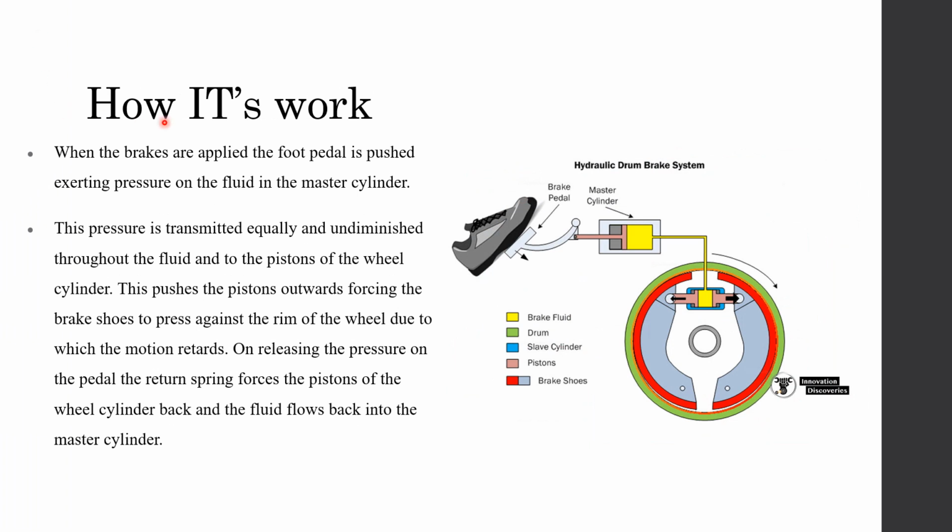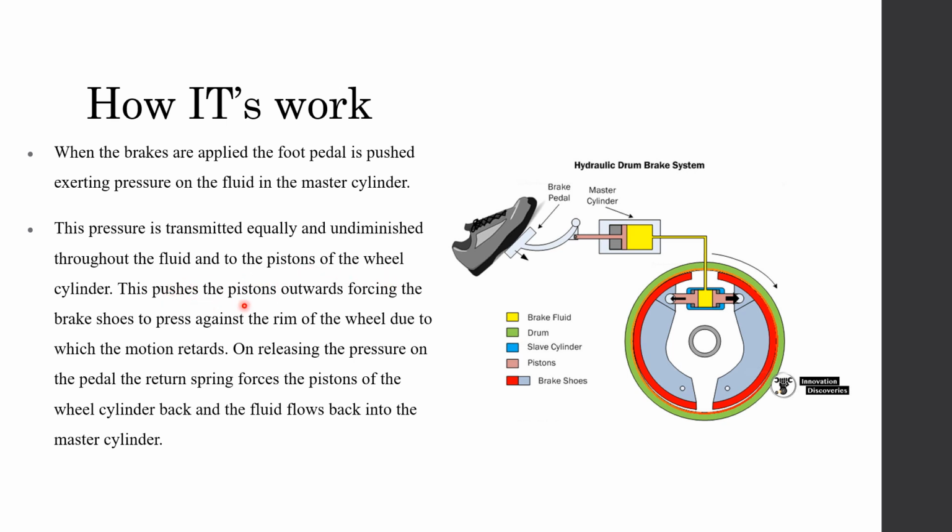How does it work? When the brakes are applied, the foot pedal pushes a certain pressure on the fluid in the master cylinder. This figure shows the explanation that the foot pedal is tapped on the brake pedal. This pressure is transmitted equally and undiminished throughout the fluid and to the piston of the wheel cylinder.